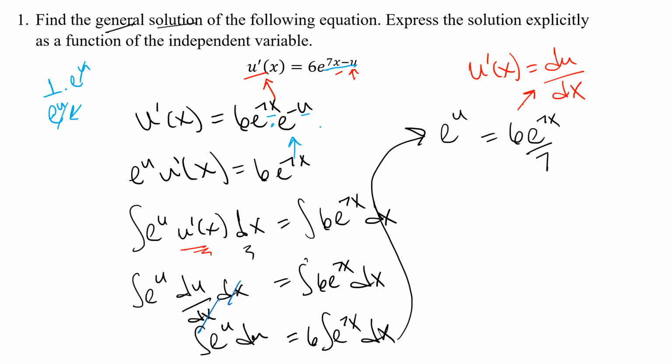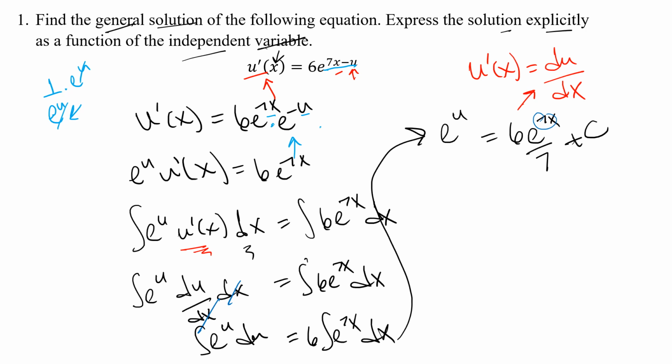So remember, whatever is in front of that constant, you just divide by that. And then since this was an indefinite integral, we have to remember to say plus c. All right? Well, now here, remember it says to express the solution explicitly as a function of the independent variable. So whatever is inside here, that's our independent variable. So we want to rewrite this in terms of x.